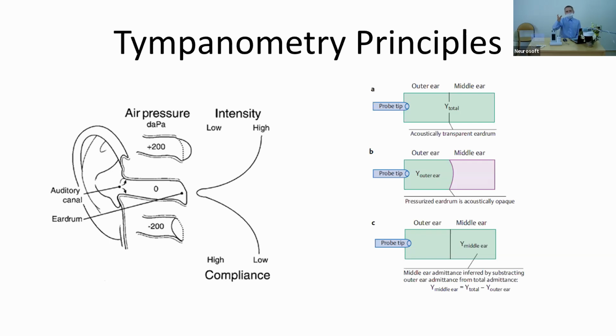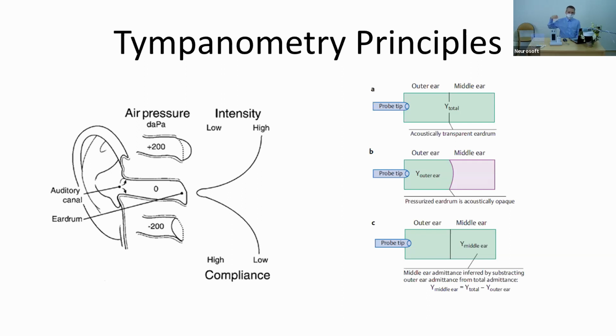And when we look at the right hand side picture on the slide, this describes the principle of how exactly we measure the admittance of the middle ear. Because actually we measure the total admittance, which consists of the admittance of the outer ear, so the part of the ear canal before the tympanic membrane, and the second half, which is actually the middle ear structures. The way we measure this is the following. We first apply some pressure, like plus 200 daPa. And with this pressurized condition, the eardrum is acoustically opaque.